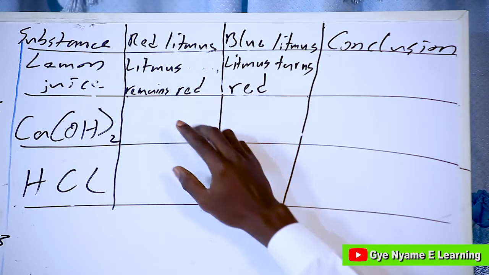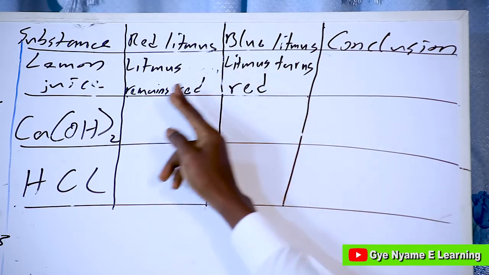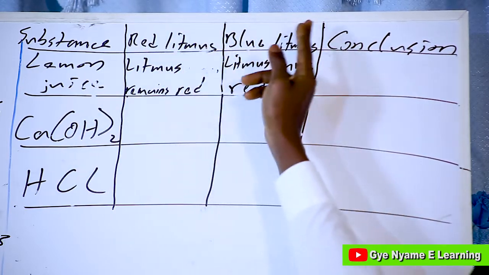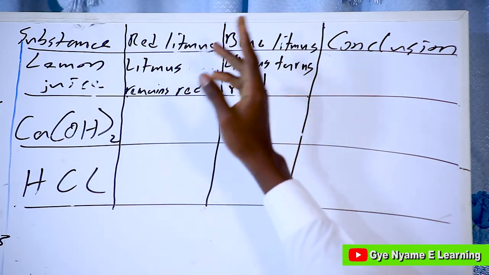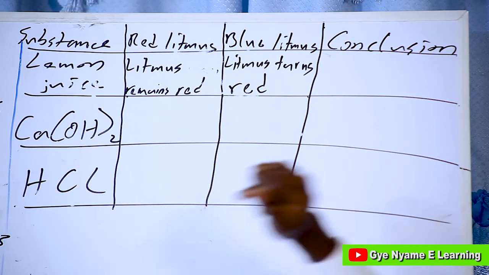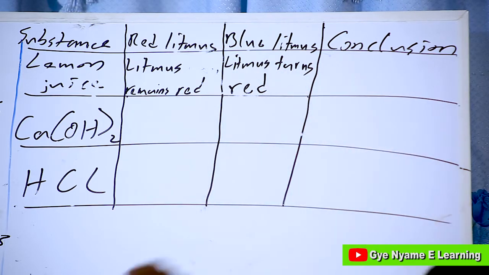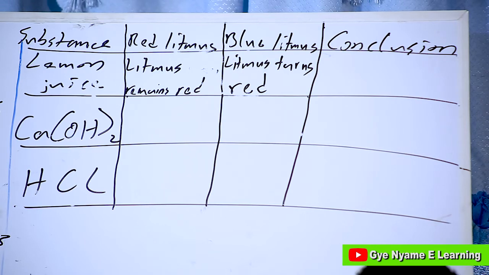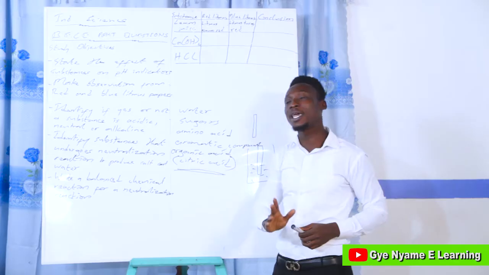So this is what we have. These are the reactions or the effects that these substances are going to have on these papers. Say lemon juice turns blue litmus paper into red, but you don't say turns red litmus paper into red. It doesn't make sense in that part. So lemon juice turns blue litmus paper into red. Lemon juice will make the red litmus paper red, but because it is already red, you simply say litmus remains red, or litmus stays red.